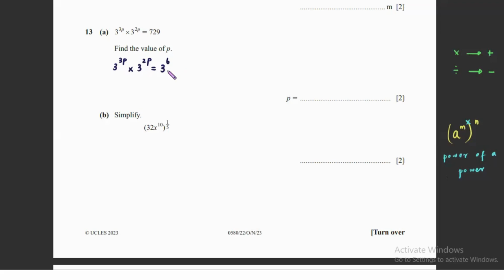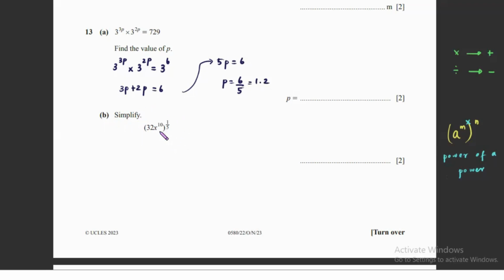Now that the bases are the same, we can equate the indices. And we know that when two same bases are being multiplied together, you need to add the indices, which means I need to add this 3P and 2P together, which is equal to the index that we have here, that's a 6. So when we add this, I get 5P, which is equal to 6, which means the value of P is 6 divided by 5, which is equal to 1.2. Let's move on to question B.